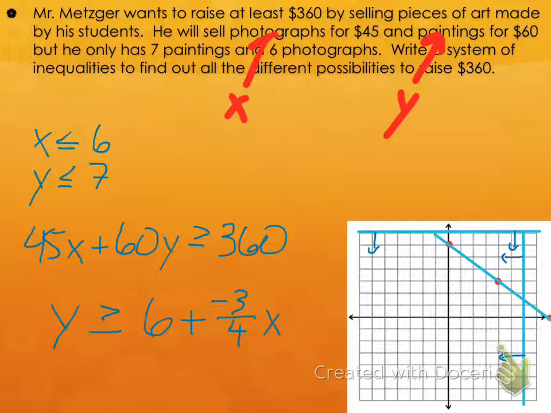Since this one is greater than, I can double check 0, 0. Is 0 greater than or equal to 360? That's not true. And so I'm going to go ahead and shade away from 0, 0. So I shade this triangle right in here.